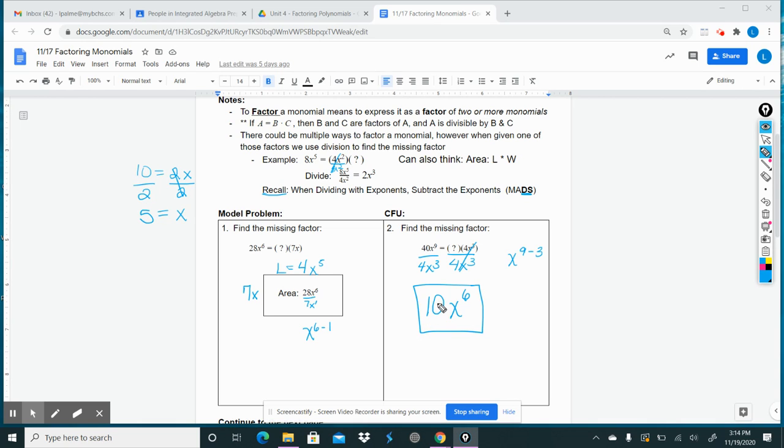You can also go ahead and check and just do 10 times 4, which is 40. X to the sixth times x to the third is x to the sixth plus 3, which is x to the ninth.